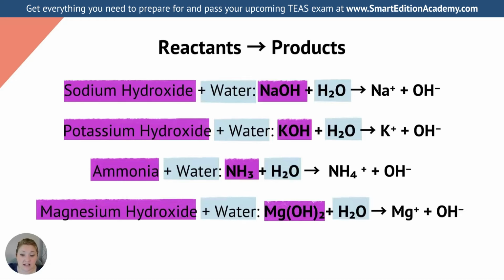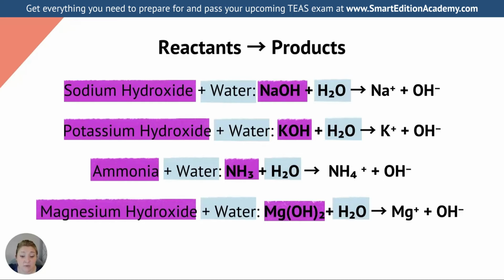Sodium hydroxide, NaOH, plus H2O. What's going to happen is that Na and OH are going to come apart. Now, I did not put water as one of the products in this because it is still there. But what I wanted to show you most was that NaOH breaks apart. Potassium hydroxide in water. The K and OH will break apart.